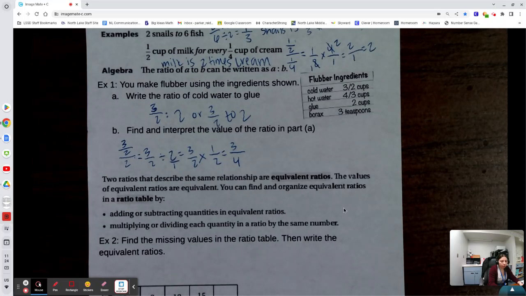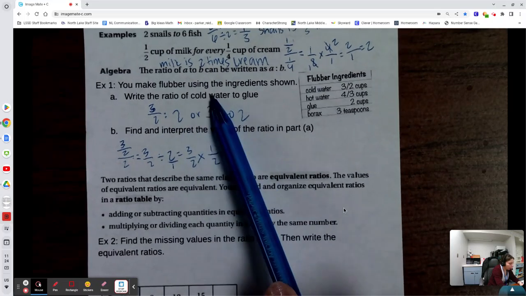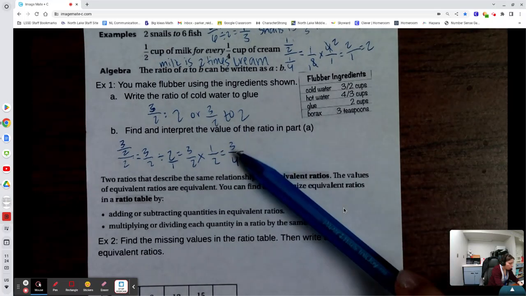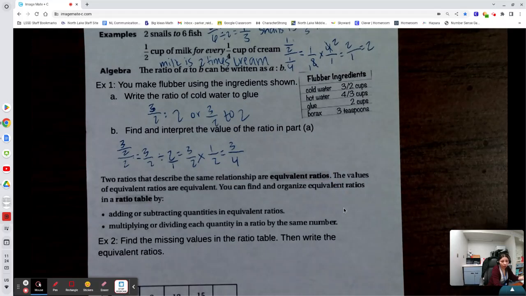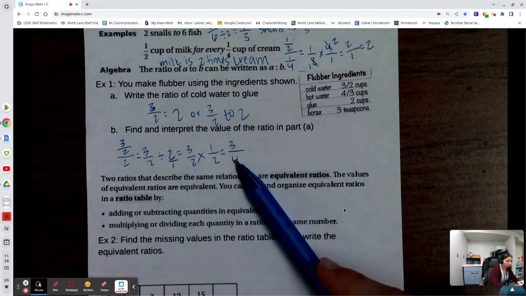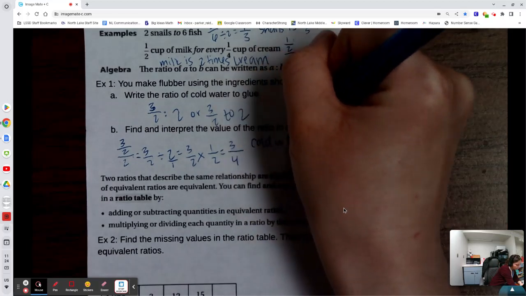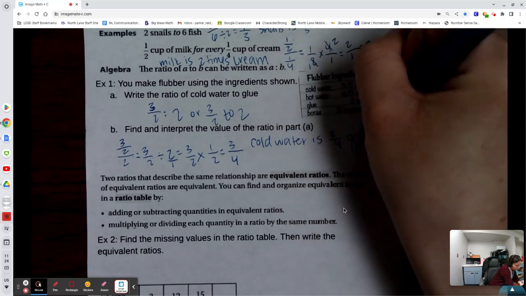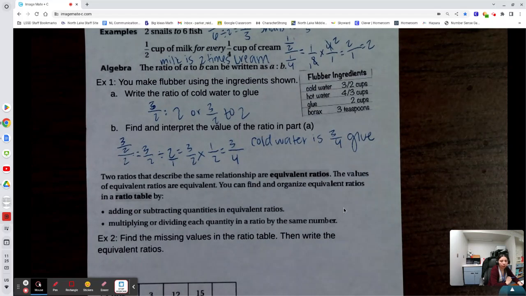What does 3/4 mean? Well, remember, this number tells you that the first thing, cold water, is 3/4 the amount of glue. So it means how much glue there is, only 3/4 of that amount represents the amount of water. So there's less water than there is glue because the water is only 3/4 the amount of glue. So that's what I'm going to write. Cold water is 3/4 glue. The amount of cold water there is only 3/4 the amount of glue there is.